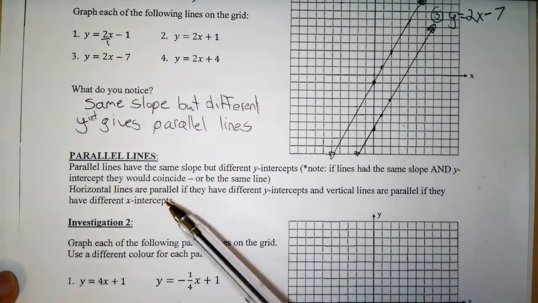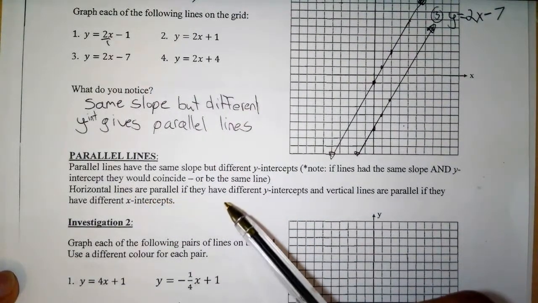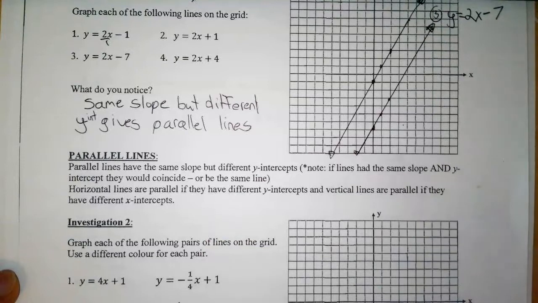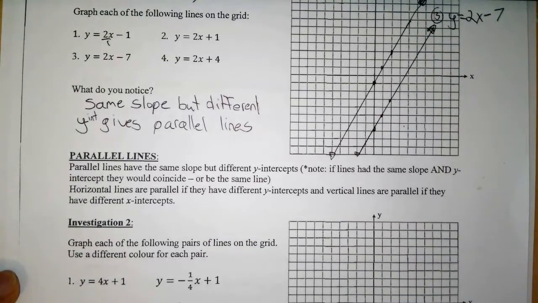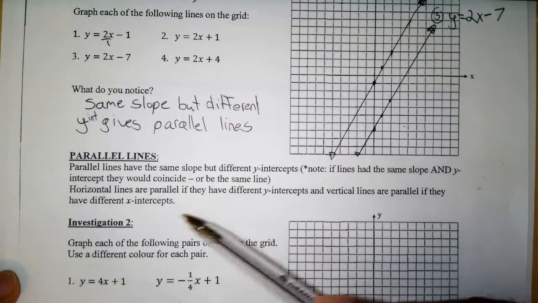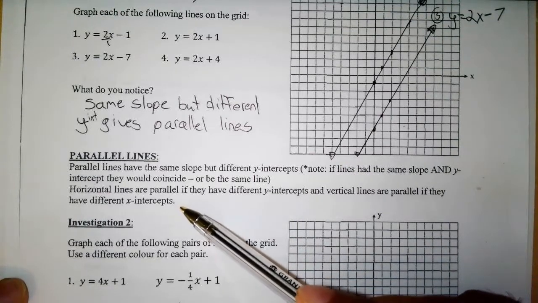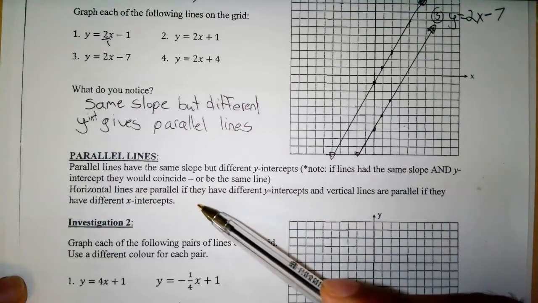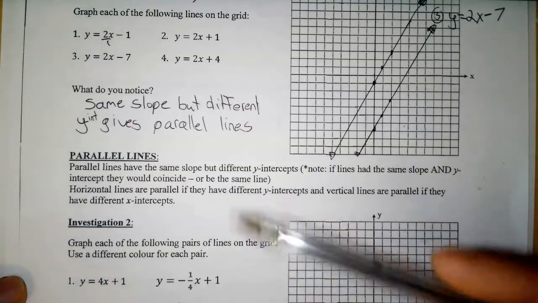Horizontal lines are parallel if they have different y-intercepts, and vertical lines are parallel if they have different x-intercepts. Okay. So they need to have different y's and x's. If their y's and x's were the same for horizontal and vertical lines, again they would be the same line, right? Because their x-intercepts and y-intercepts are the only points that they're going along because they're horizontal and vertical.